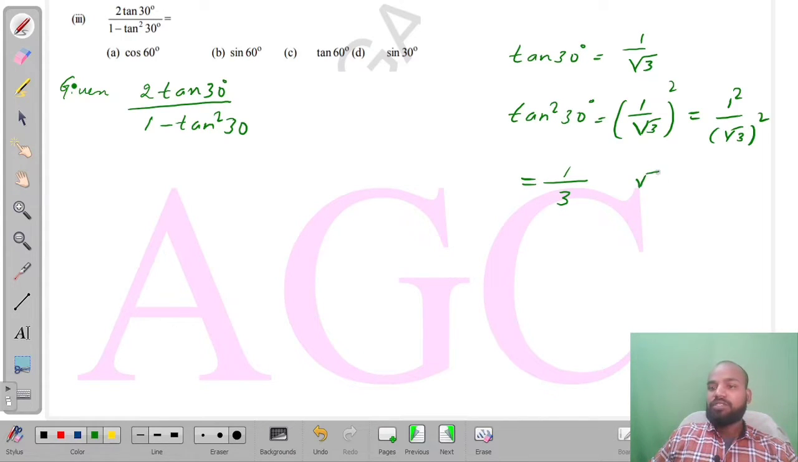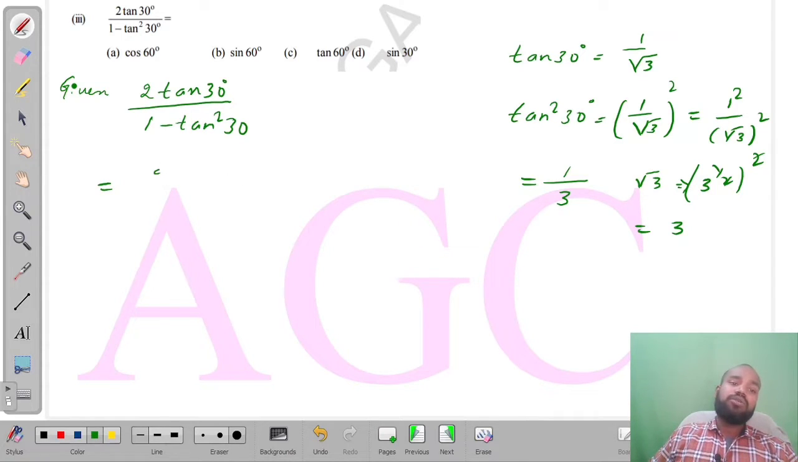So if you don't know, this is root 3. Here we can write root 3 as 3 power 1 by 2. So here square is there, the 2 is going to cancel. Then what will we be left with? That is 3. So we are just substituting the values here.